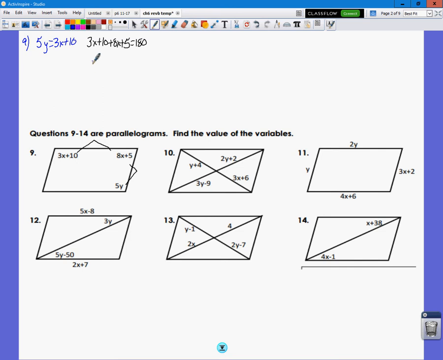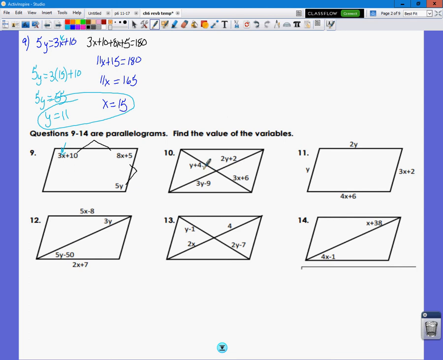I go ahead and I combine my like terms. I now have 11x plus 15 equals 180. If I subtract the 15, I get 11x is equal to 165. So when I divide by 11, I get x is equal to 15. I could come back here and plug it in, or I could plug it in up here where I wrote out my equation. 5y equals 3 times 15 plus 10. So 5y equals 55, which means y is equal to 11. So x is 15, y is 11.